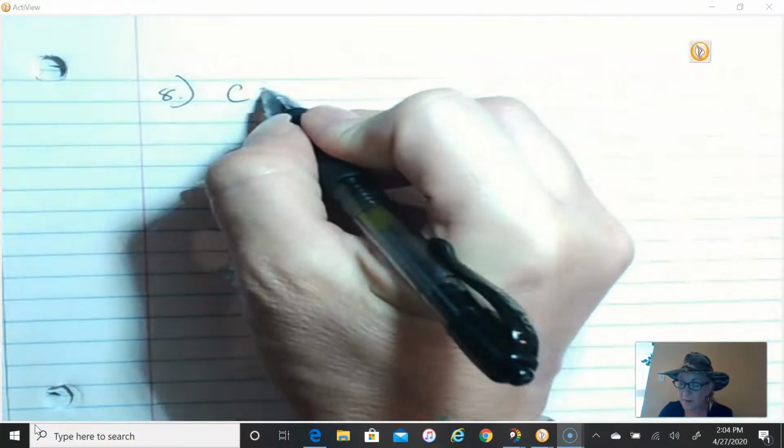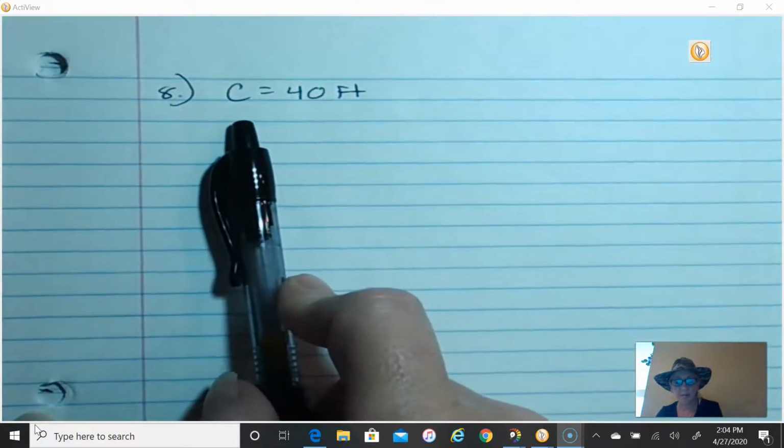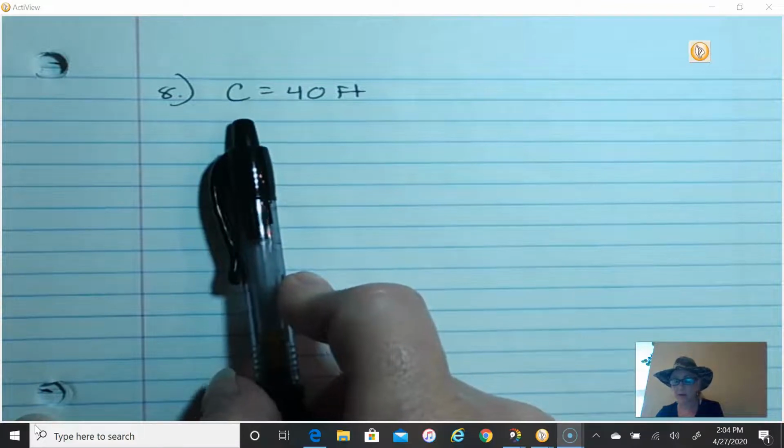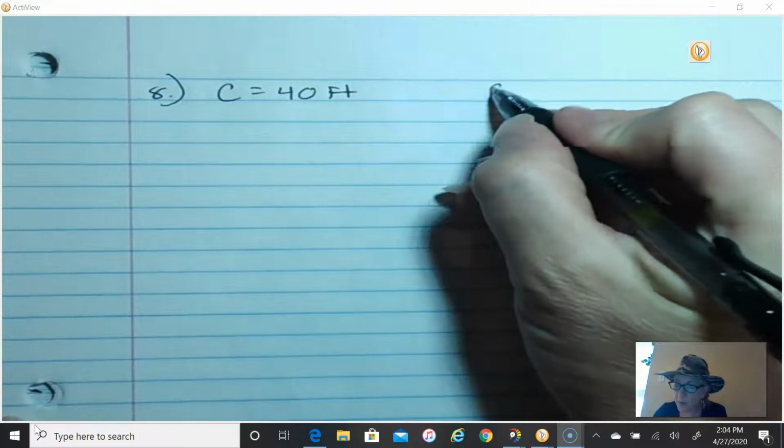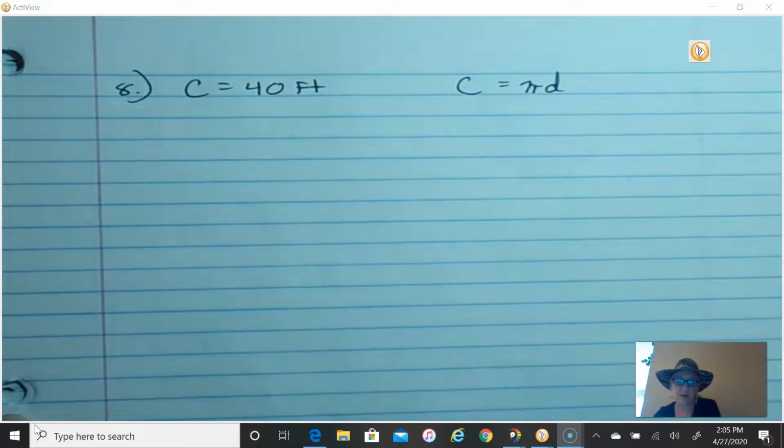Number 8. Let's look at number 8. Okay. This time it says find the diameter and radius of circles with the given circumference. Round the answers to the nearest tenth. Okay, so 8. This time they give you the circumference. You need to find the radius and the diameter. So it's not that bad. Write down your formula. C equals pi times d. That's the one I'm going to go for.